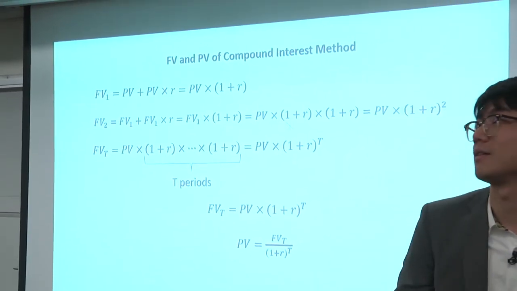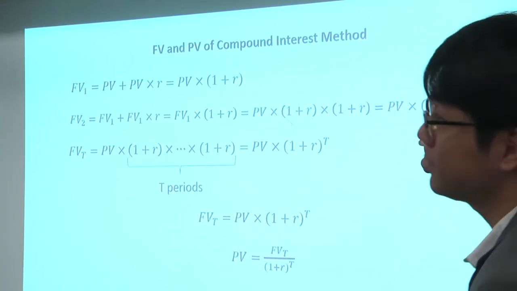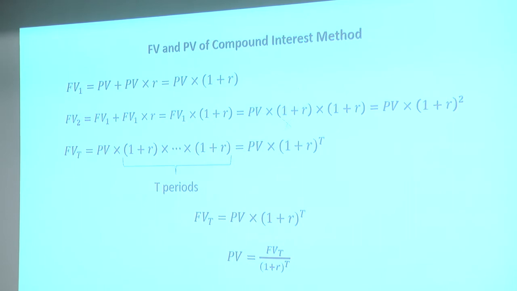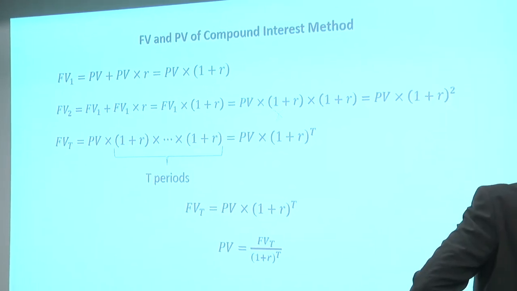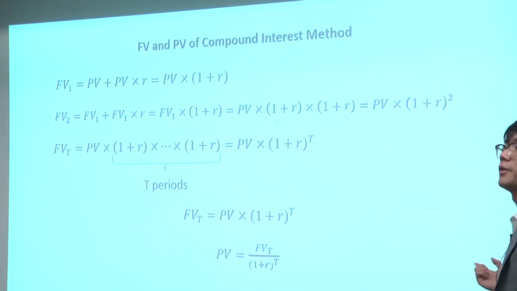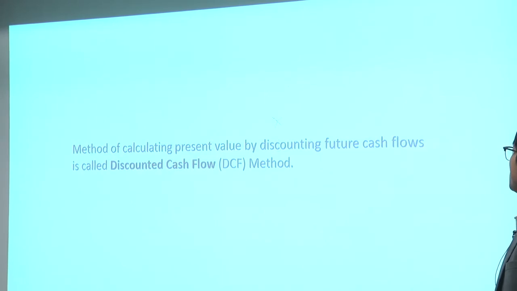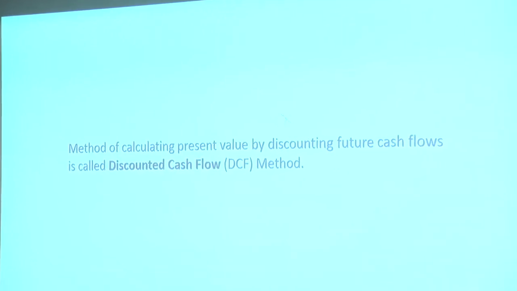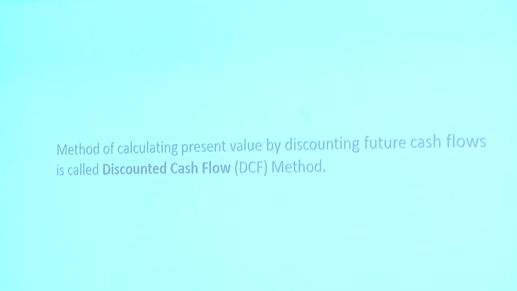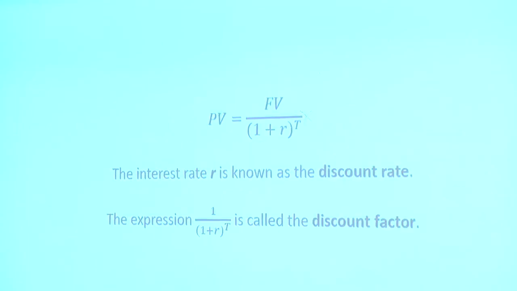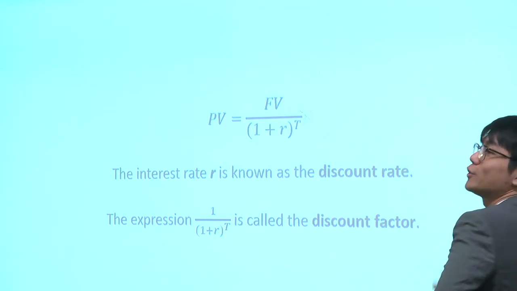We're not studying math here, okay? Compounding and discounting, that's more important. Any questions so far about this? So the method of calculating present value by discounting future cash flows is called the discounted cash flow method. The interest rate here is known as the discount rate, and the expression of that whole fraction is called the discount factor. Those are definitions, okay?